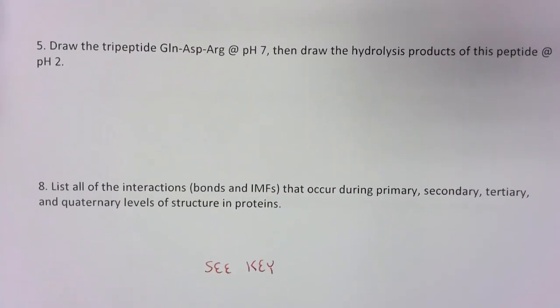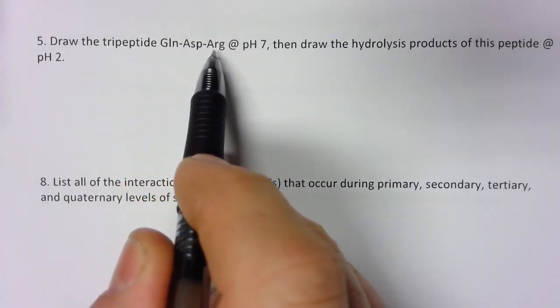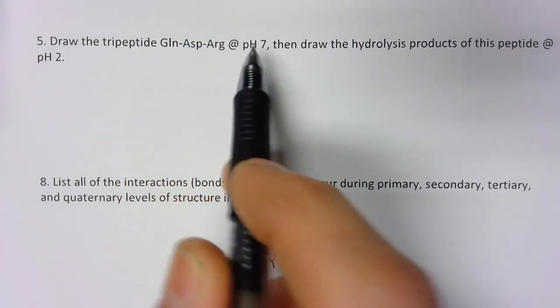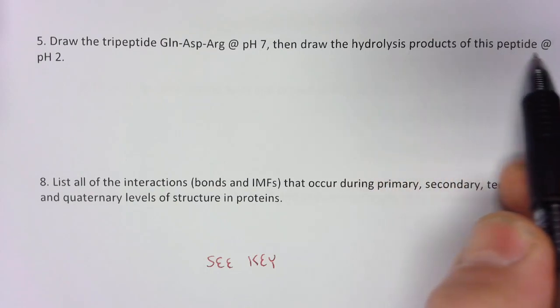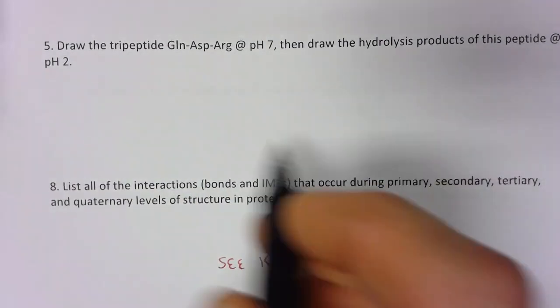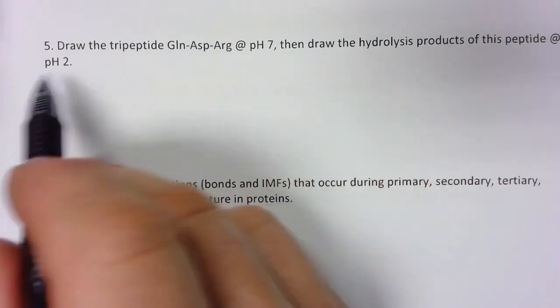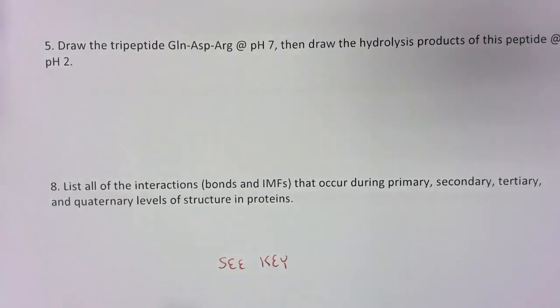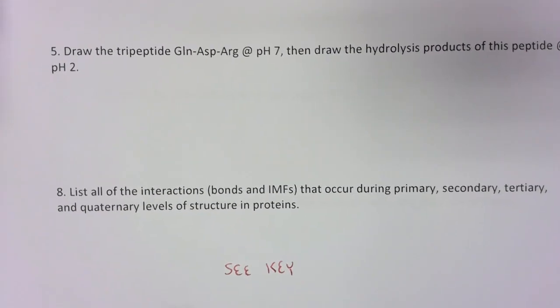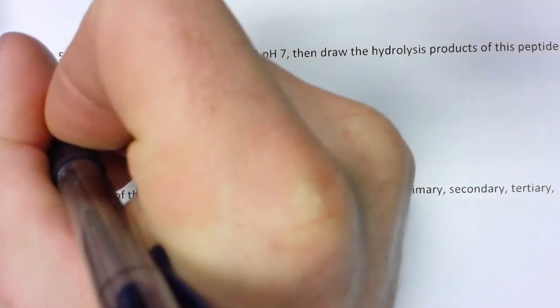Page 2 asks me to draw the tripeptide glutamine, aspartic acid, arginine at pH 7, then draw the hydrolysis product of this peptide at pH 2. Okay, so this would be like the form it would exist in before you ate it, and then you eat it and it gets to the stomach, and is hydrolyzed at a pH of 2. So let's do that. Over here, I'm going to start way to the left.